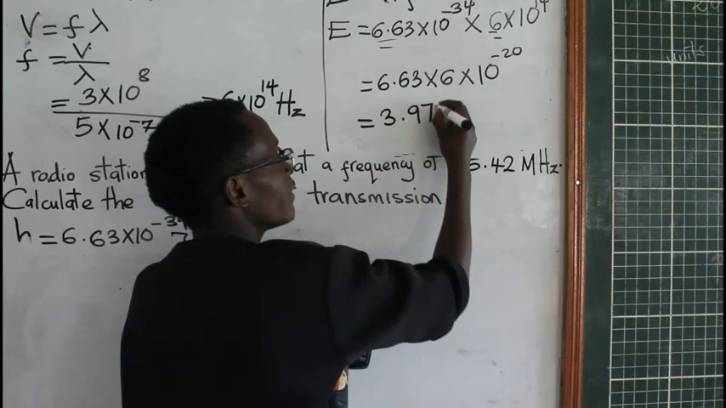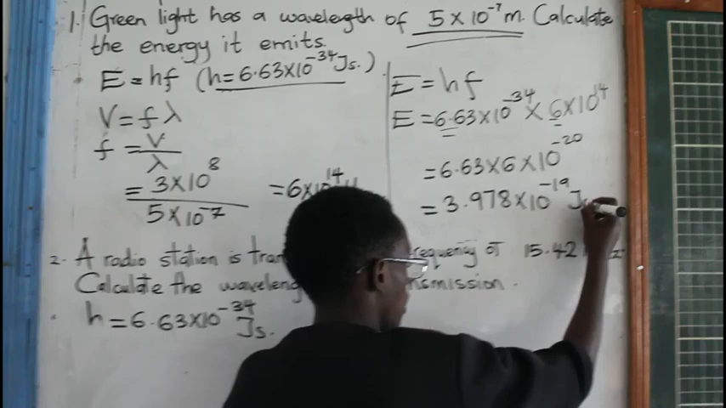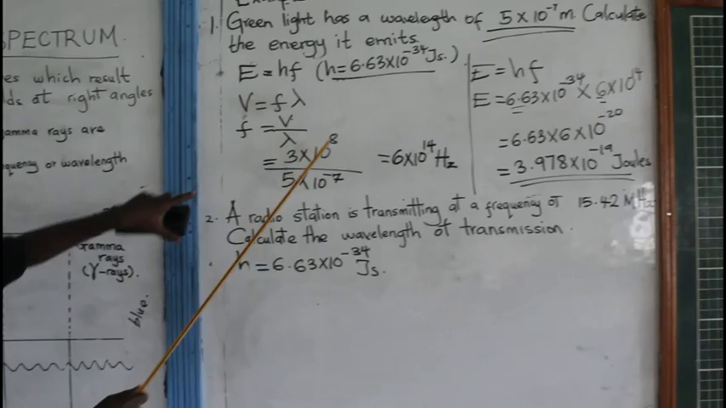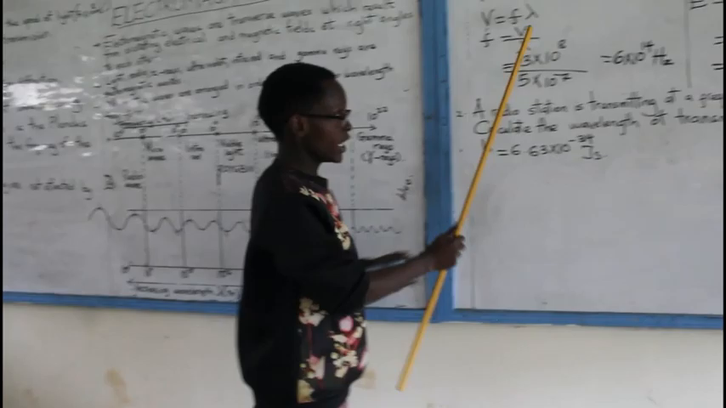So the energy here is 3.978 times 10 power negative 19 joules. That's the energy that the green light emits. Okay, if I can just take you through that question again. The question was asking you about the energy, and they are not giving you the velocity of the green light. So that's one thing you're supposed to remember, that these constants are normally provided in your question, so you don't need to cram them.